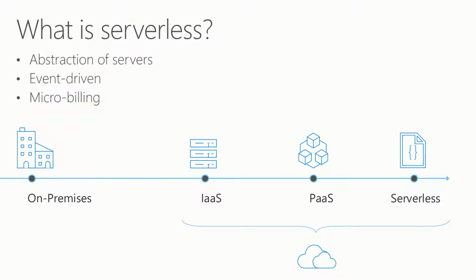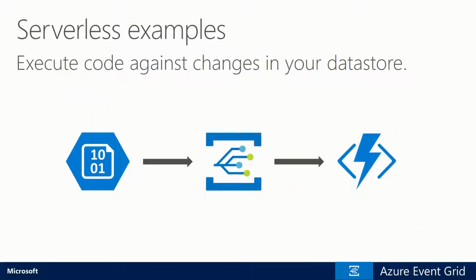So we enable scenarios anytime when you need to execute code against a change in your data store. So let's say, a really basic scenario, you have an app that displays profile pictures as part of your app, and every time someone uploads a new picture, you need to go resize that and make a thumbnail of it to put it as your profile picture. Well, if you want to build that in a serverless architecture, the easiest way to do that now is going to be Event Grid to connect your data store, so Azure Blob Storage in this case, to an Azure function.